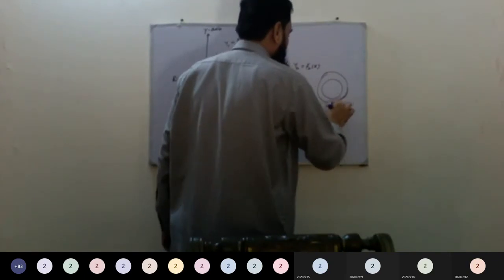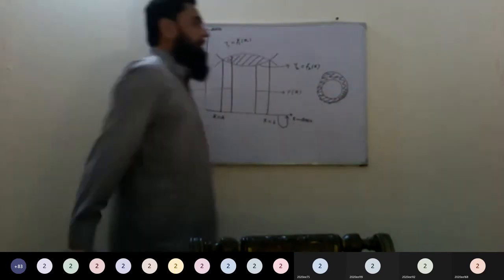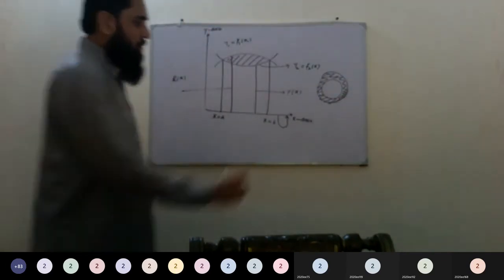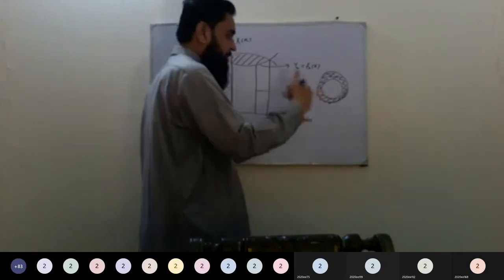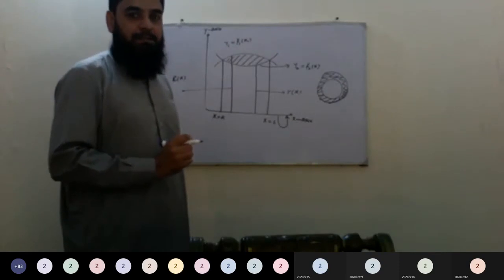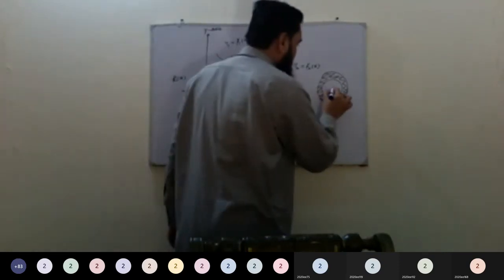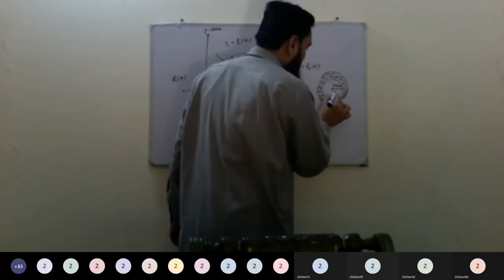It will turn out to be a washer. This is going to be the solid thing. It's like two circles, two concentric circles having the same center. So the radius of the inner circle would be small r, and the radius of the outer circle is capital R.